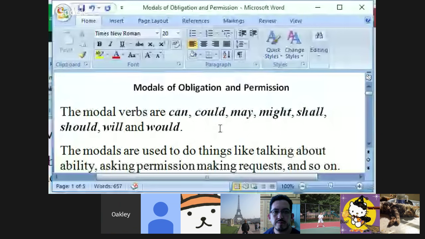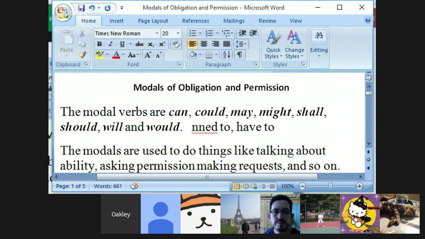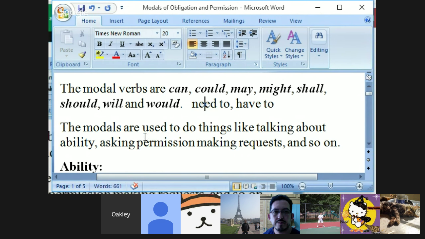The modal verbs are, well, here are some of them. Can, could, may, might, shall. All right. Should, will, would. We can really add some phrasal modals like need to and have to. These are also considered modals. Obviously, they're phrasal because they're more than one word. We may be looking at these as well. Modal verbs have many functions, one of which is to express obligation and permission. We're going to concentrate on that today.